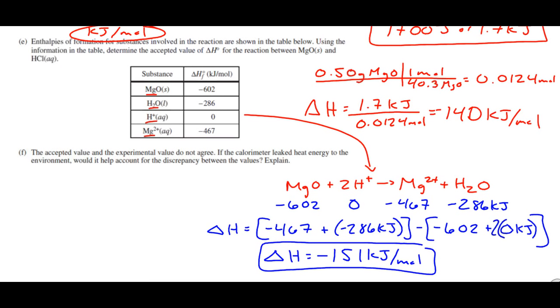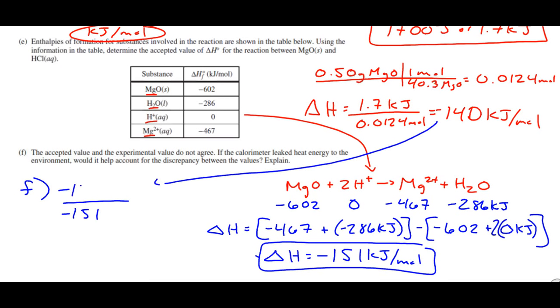So F goes off of this then. To finish this up, it says the accepted value and the experimental value do not agree. If the calorimeter leaked heat energy to the environment, would it help account for the discrepancy between the values? Explain. Well, let's just talk about this. This is the accepted value. So if you're even doing a percentage, this is the accepted value that we just had. And the one that we did over here was the experimental value.